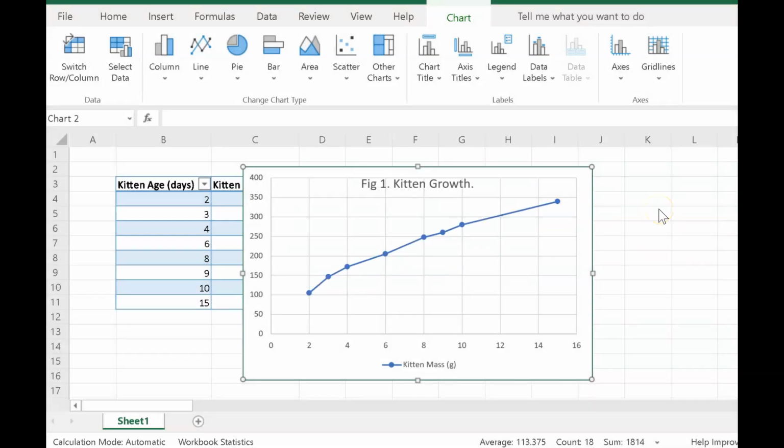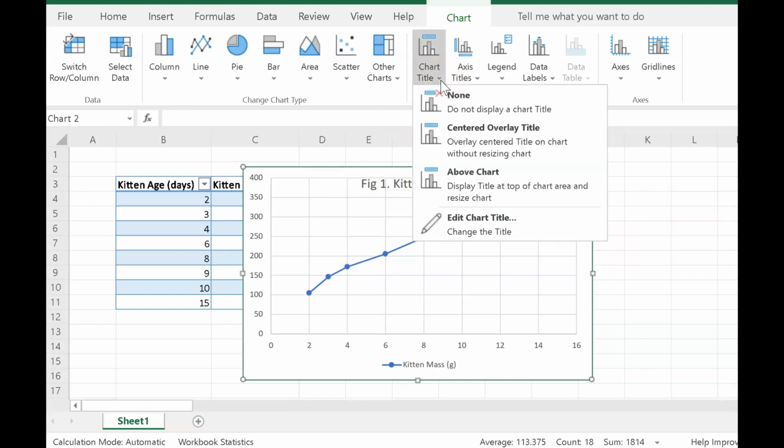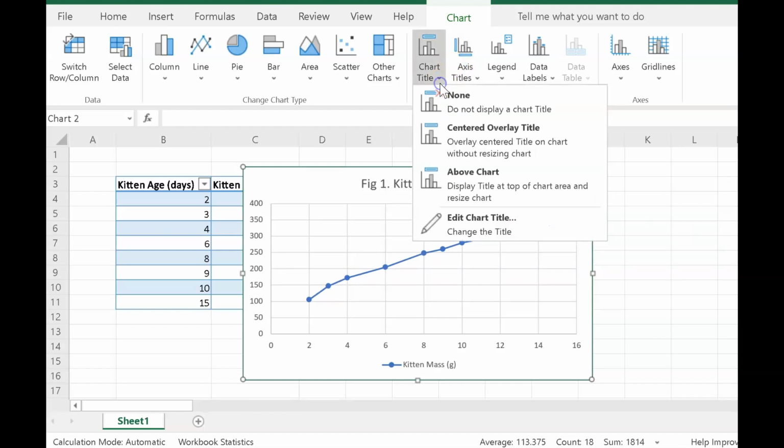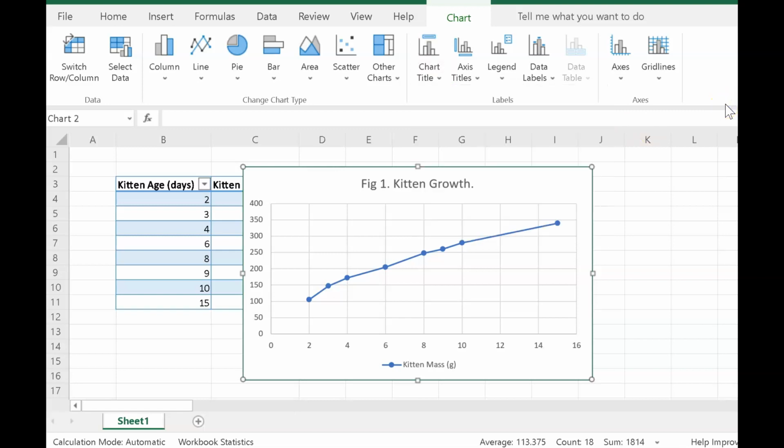If I wanted to, I could move this title somewhere else. I could put it above the chart like this, and I think it looks slightly better when I place it above the chart.